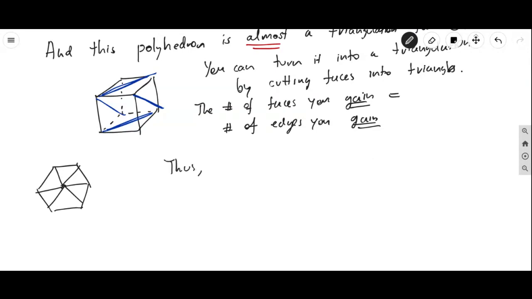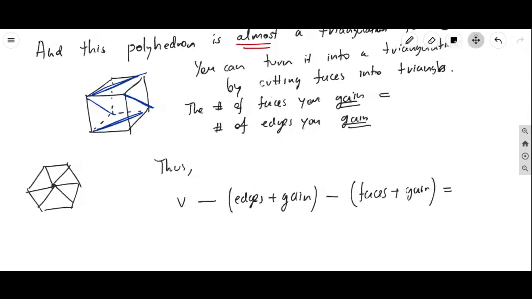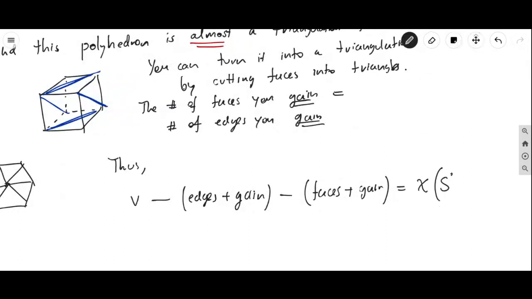So thus, in the end it's going to go like this. The number of vertices that you have, the vertices never change, minus the number of edges plus what you gain, right? So it's not the original edges, it's the edges and how many additional ones you get, minus the number of faces plus how many new faces you gain, which is the same amount, has to be equal to the Euler characteristic of the sphere.